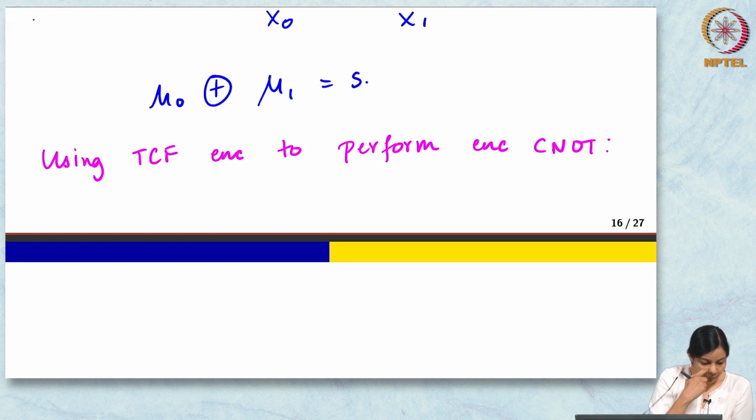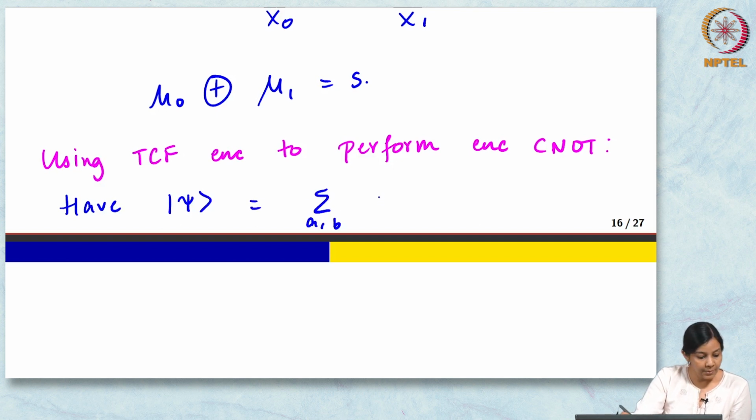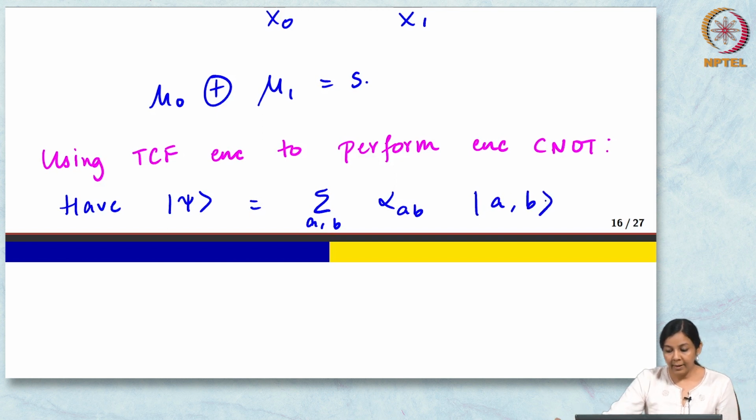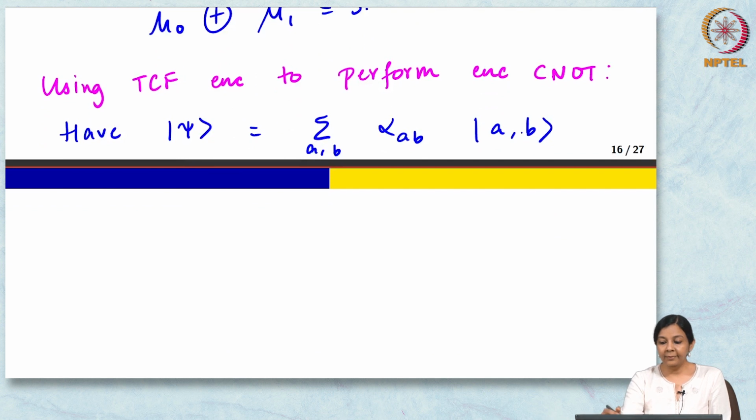And how are we doing it? Well, I have something like this. I have some psi, which is alpha AB. This is my C0 input. So, I have this pair AB as my input, and I have an encryption of a bit S, remember. There is a control bit S and I have now a TCF encryption of that.